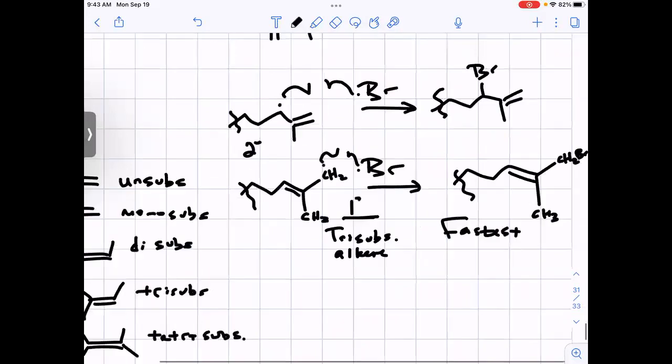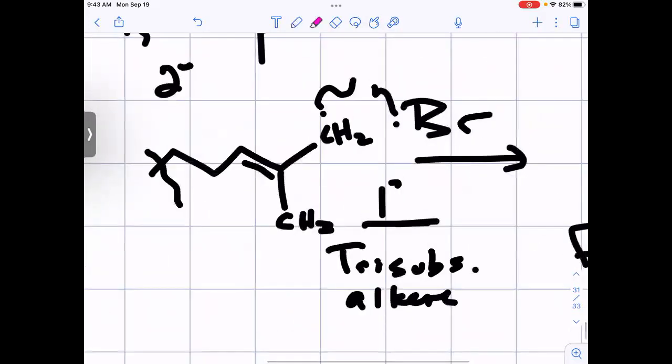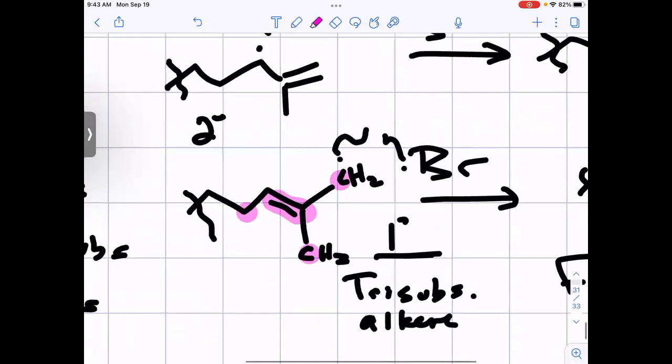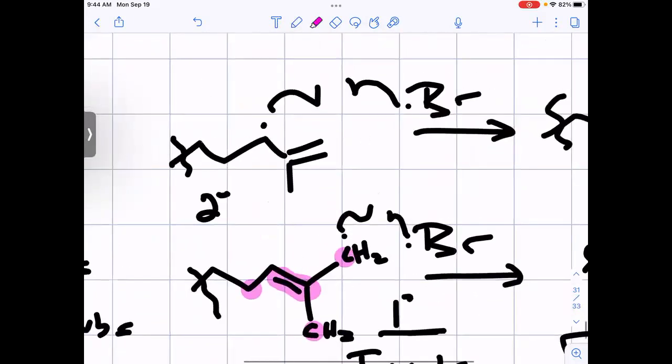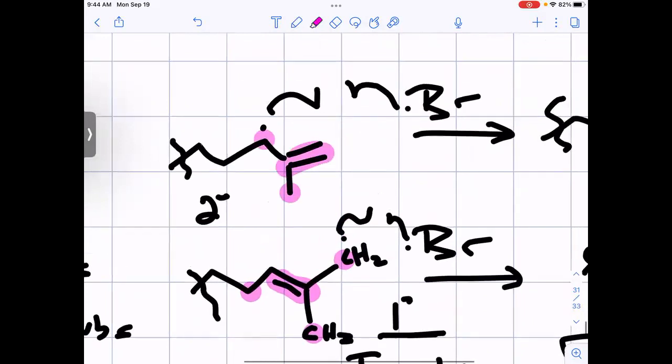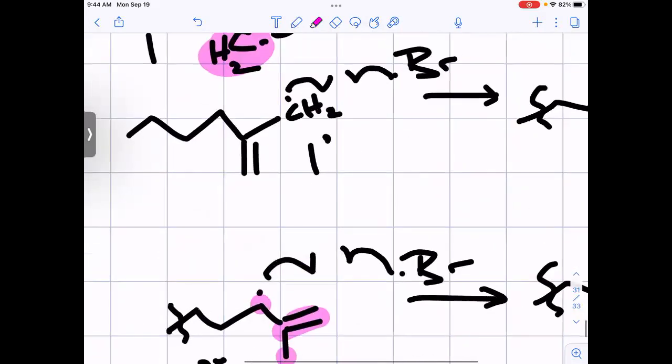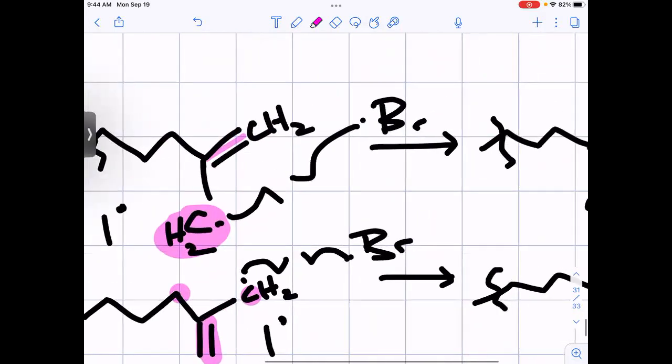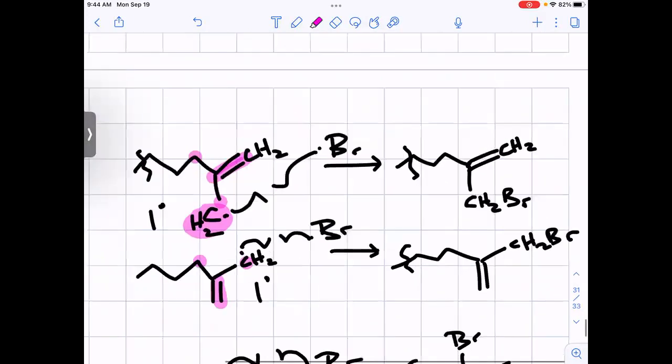So over here, you can see that this alkene is here. It's got 3 carbons attached to it, so it's tri-substituted. This alkene is di-substituted. So is this one. And then so is this one. Right, you can see the 2 carbons attached to each one of those.